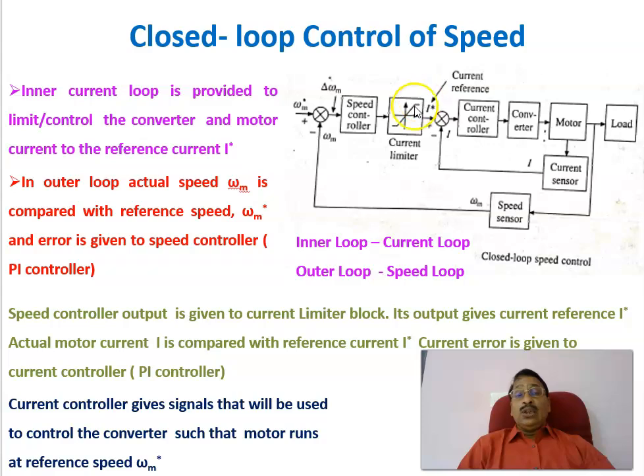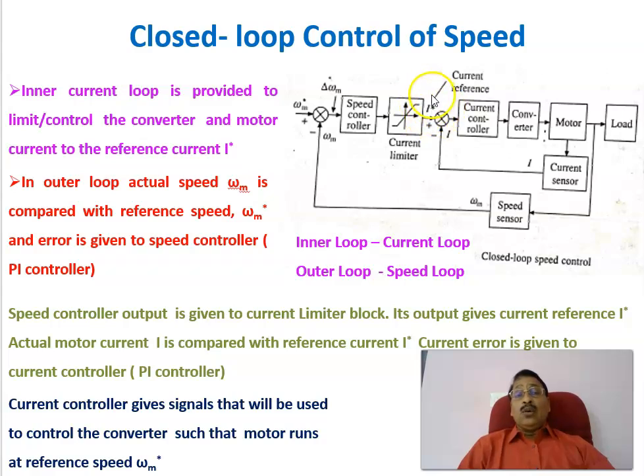But in order to limit that current, there is a current limiter. Therefore, the speed controller output is given to a current limiter that limits the value of the current. It won't allow the current to go beyond this value. The current limiter output is not the actual current, it's the reference current I star.